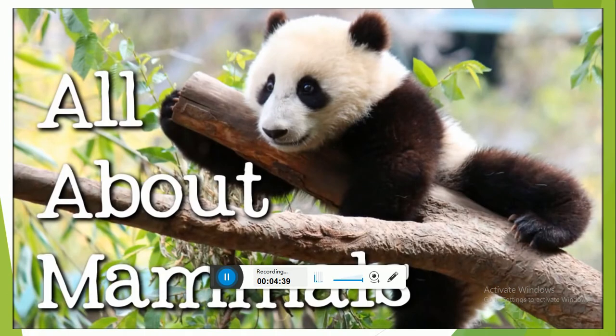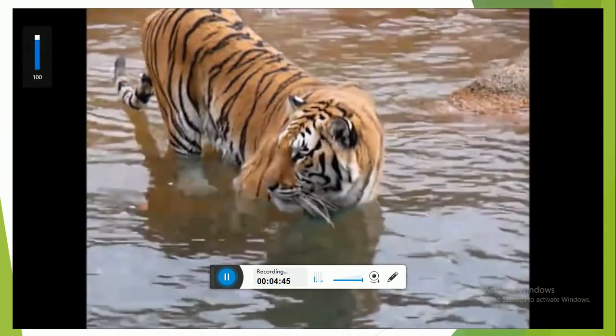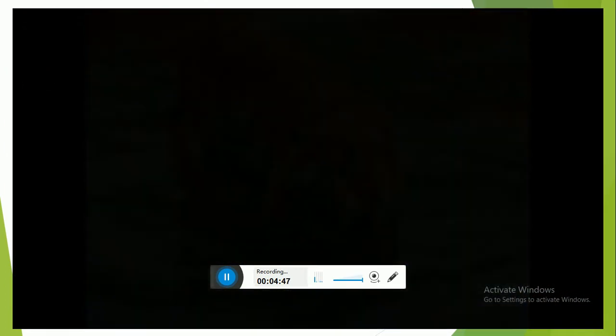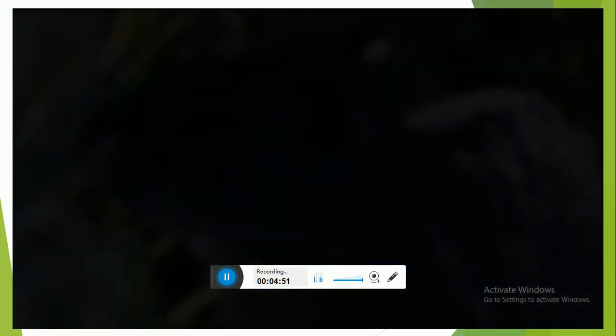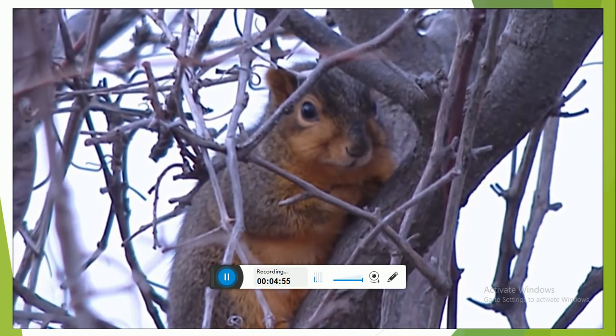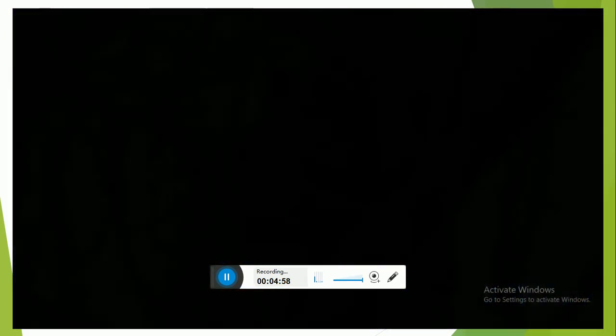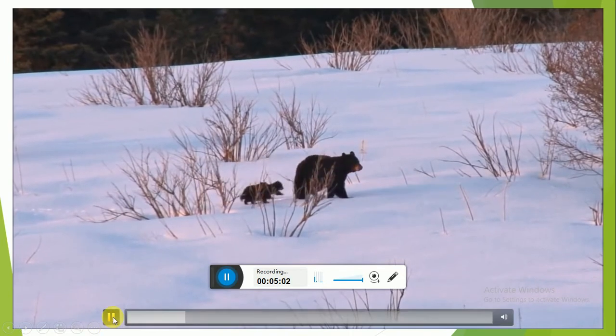Hi everyone! Today we're going to learn about mammals. Mammal is the name for a large group of animals. They are vertebrates, which means they have backbones. And unlike reptiles and amphibians, they are warm-blooded. Mammals can also be recognized by their fur or hair, and they feed their babies milk.